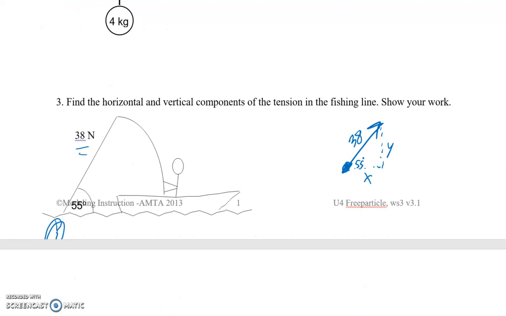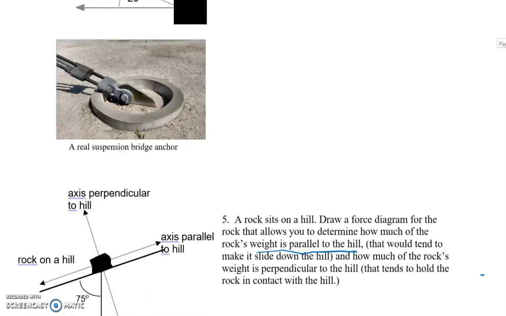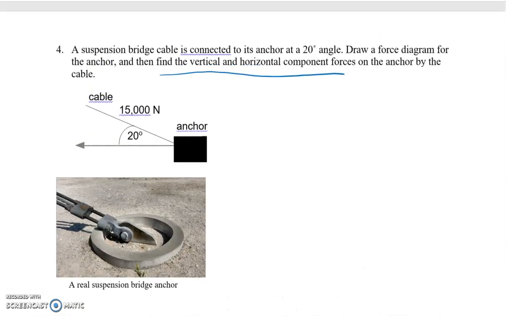Question 3 is really a trigonometry problem. We have to look at the situation and define a triangle that will allow you to use trig. Figure out the components, x and y, of that 38 Newton tension force at 55 degrees. Moving on, again, 4 is just a component calculation. So it asks for vertical and horizontal components. You'll do that.